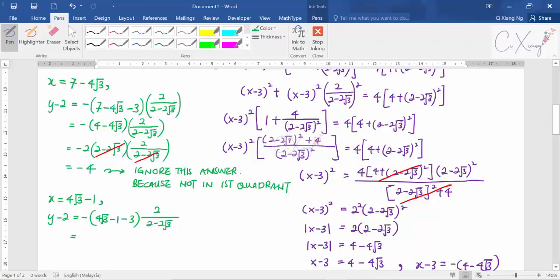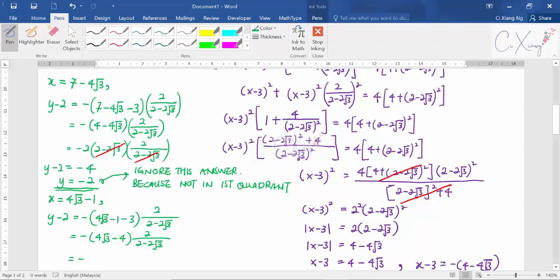Okay, so for this question itself, sorry, I made a mistake just now also. For this negative 4, it is y minus 2, right? Okay, but y eventually it is still negative 2. So we still ignore the answer because from y equals to negative 2, it also tells you that it is not in the first quadrant. Sorry for that, okay? Then now, if I continue for this part, then I'm having negative 4 square root 3 minus 4. Then 2 over 2 minus 2 square root 3.